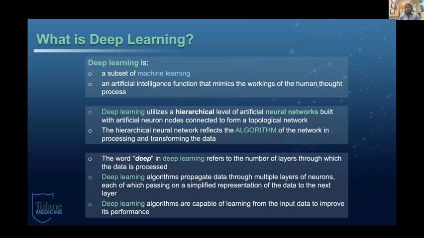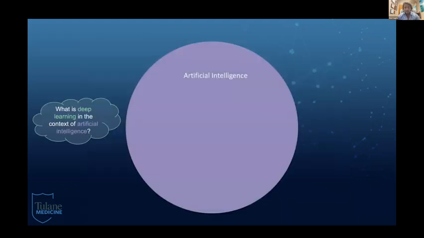So the word deep within deep learning, which again is the most specialized subset within AI and machine learning, refers to the number of layers. The more layers you have, theoretically, the better the output would be with the algorithm. Deep learning algorithms propagate a variety of data, the input data, through multiple layers of neurons, passing through a simplified representation to the next layer, and the next layer, the next layer, resulting in the output. Again, these algorithms are capable of learning from the variety of input data to improve performance over time.